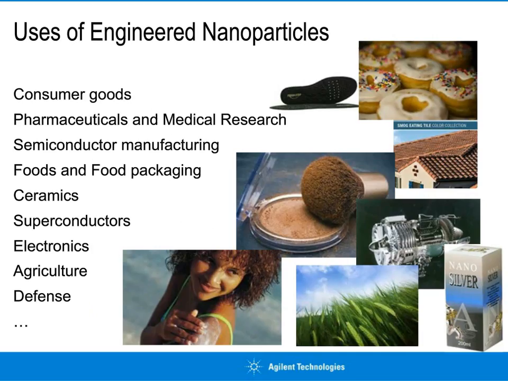So nanoparticles come in all kinds and shapes and sizes. There are natural nanoparticles, and more importantly, at least for the content of this topic, there are engineered nanoparticles. And engineered nanoparticles are used in almost everything you can think of in some way or another. They're used in consumer goods, pharmaceuticals and medical research, semiconductor manufacturing, foods and food packaging, ceramics, semiconductors, electronics, agriculture, defense. Just about anything that's manufactured now has nanoparticles somewhere in the supply or manufacturing chain.